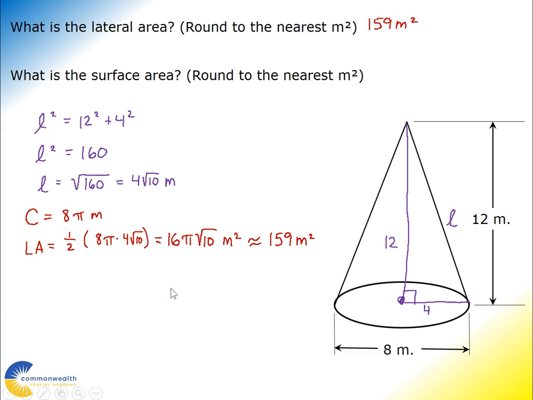Now, the perimeter of the base, we call it a circumference, so we know the circumference of the base is 8 pi meters. So when I do the lateral area, it's 1/2 the perimeter of the base times the slant height. I get 16 pi square root of 10 square meters, which is about 159 square meters.